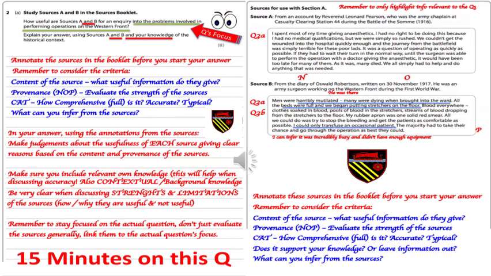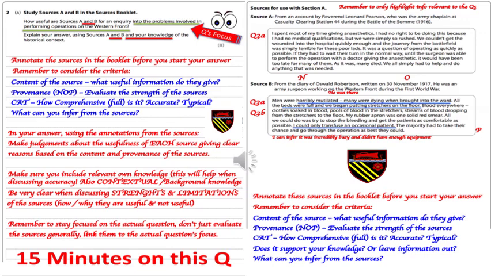So remember, you're breaking them down according to their nature, origin and purpose. When you're writing your answer, use your annotations, make judgments about the usefulness of each. Remember, different types of source will have different use values. A diary, the diary of Oswald Robertson, he won't have any reason to lie. He was there, he experienced it, it's probably quite truthful.